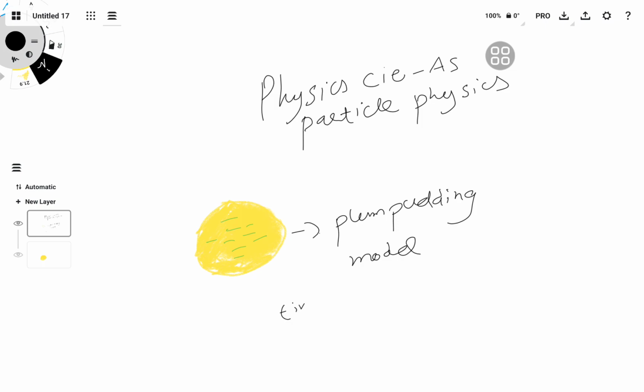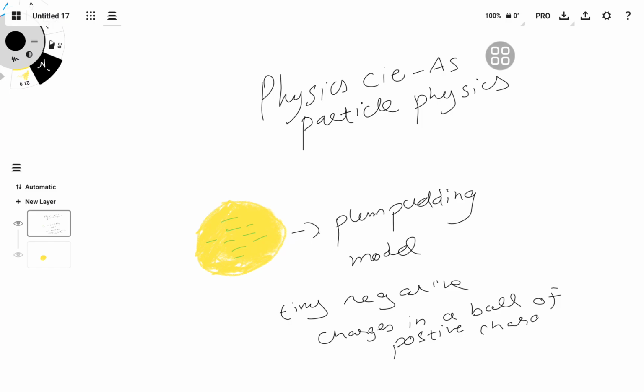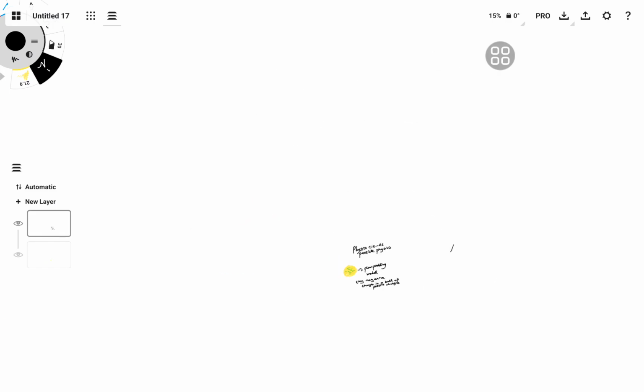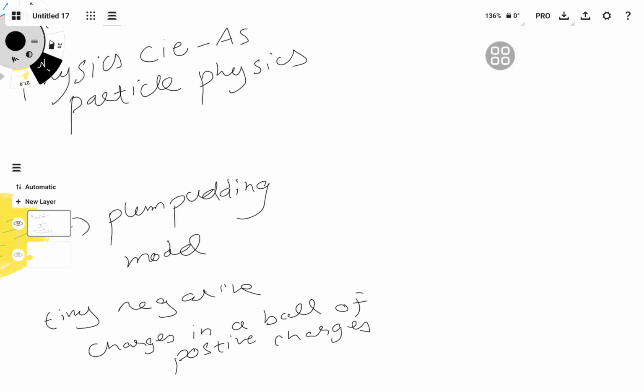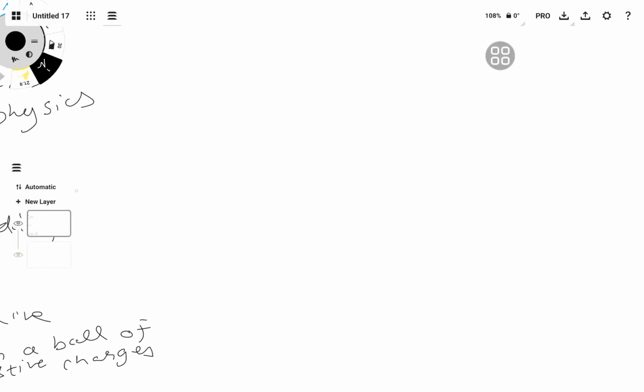Tiny negative charges in a ball of positive charges. So now we have discussed this. Let's move on here. Let's take this idea here.